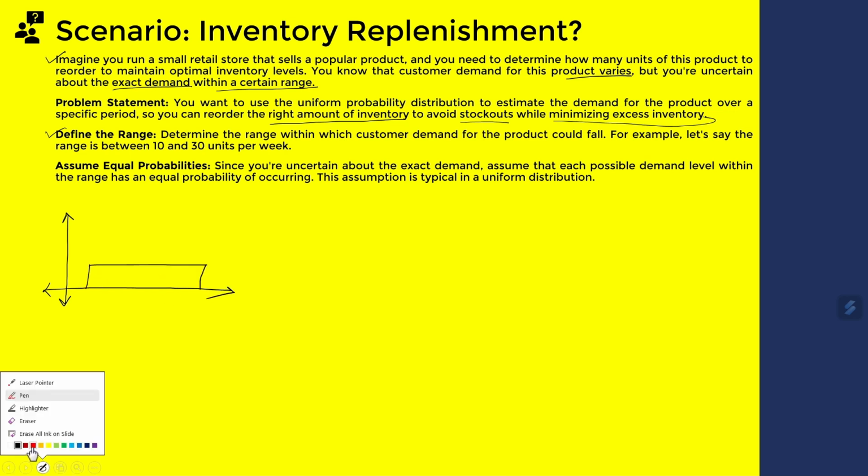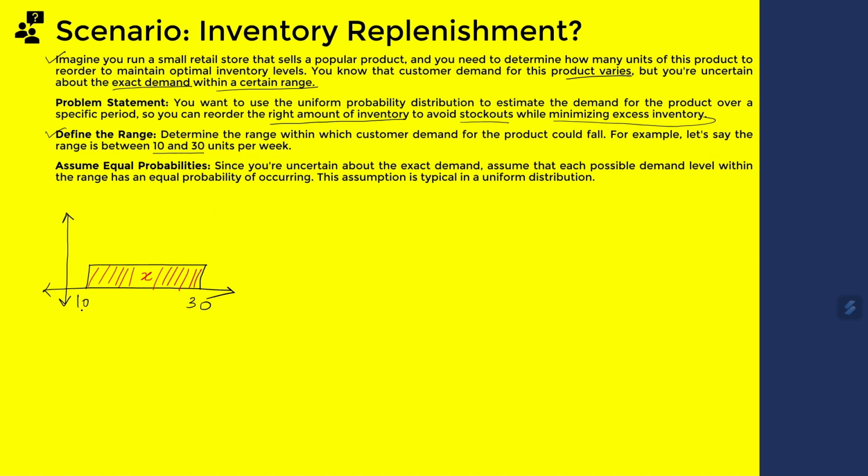As I told you earlier, our uniform probability distribution diagram looks like this, in which variable x comes inside the rectangle and the range is mentioned below the rectangle. The lowest range lies over here and the highest range lies over here. It starts from left to right. So in our case, the range is between 10 and 30 units per week.